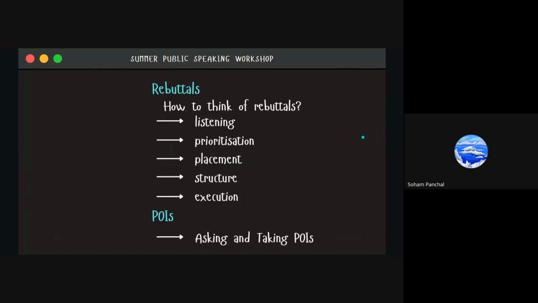First of all, this is how the session is going to go. We will look at what rebuttals are and how to think of them. I have divided them into five categories: how to make a rebuttal, keep it in your speech, and deliver it precisely. Then, in the second part of the session, we will move on to POIs: what are POIs, how to ask POIs at an appropriate time, what kinds of POIs there are, and what to do when taking POIs, or if you don't know how to answer a POI or engage with it.